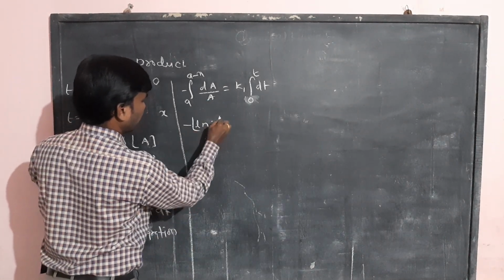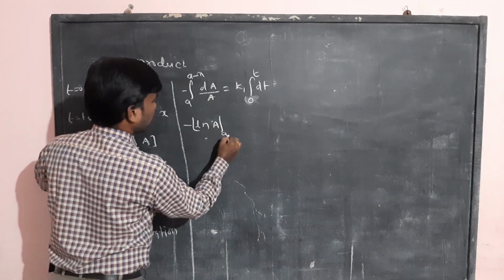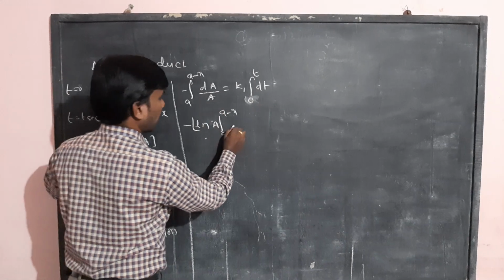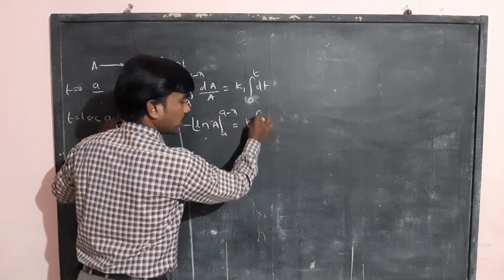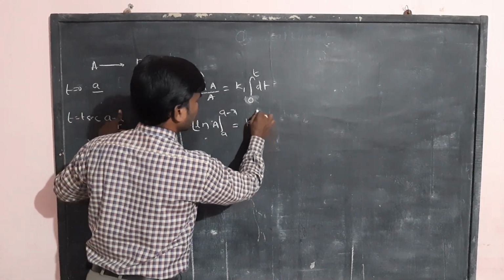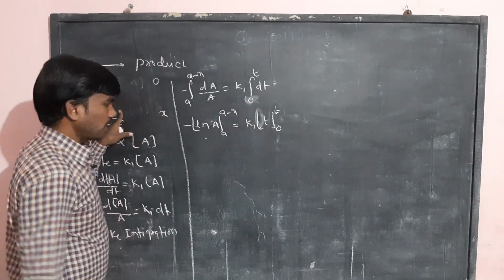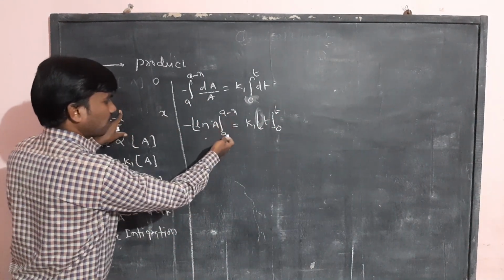So integration of 1 by A is nothing but ln A. So A and A minus x: this one we call the lower limit, this one we call the upper limit. So K1 into integration of dt is nothing but t. So the limit is 0 to t, right? Just substitute the upper limit, then the lower limit.